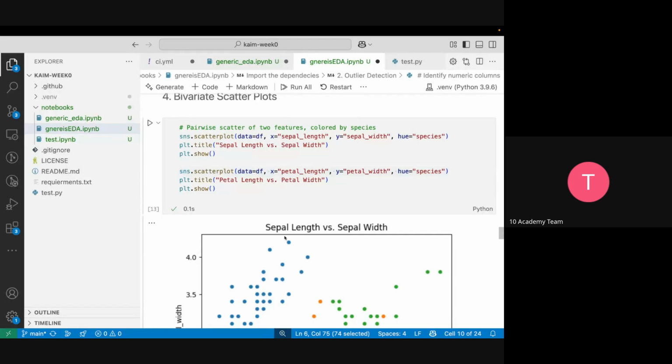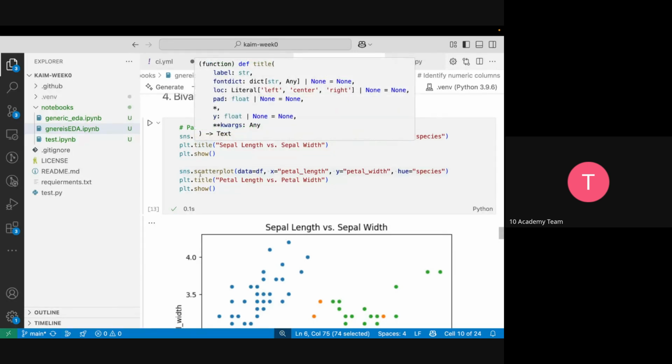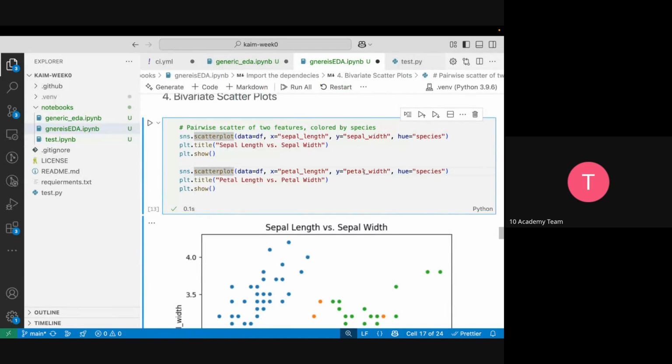We can go to the bivariate scatter plot. Here I am trying to look at the relationship, or the bivariate analysis, between the sepal lengths and widths and the petal lengths and widths, but you can actually do cross. So you can see the sepal lengths against the petal lengths and the width of the sepal with the width of the petal.